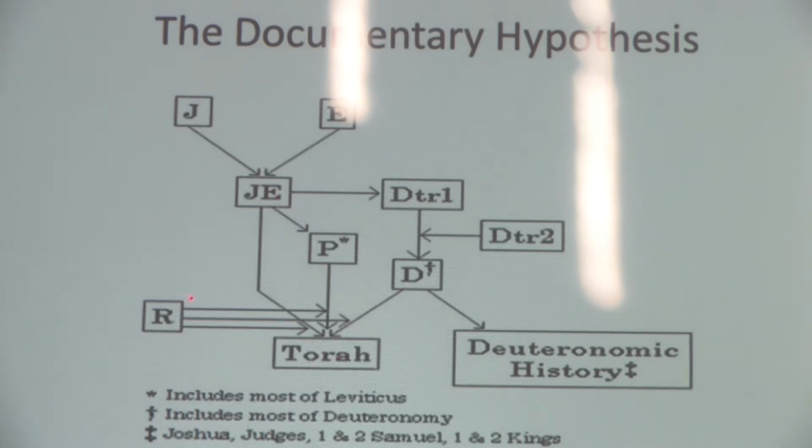But don't forget this. You'll notice that each one of these is designated with an arrow saying the redactor. These were all redacted. Even the book of Deuteronomy was redacted. What does redacted mean? It means it was edited in a very interesting fashion that we'll talk about a bit later.